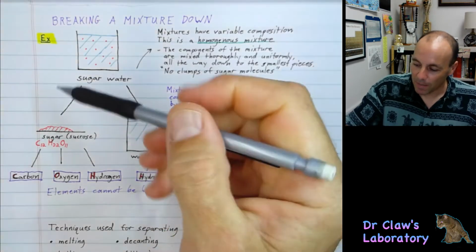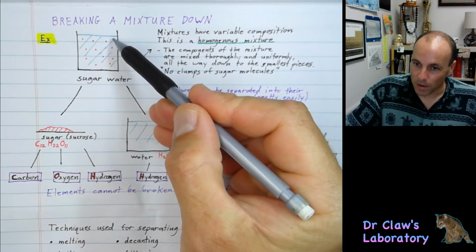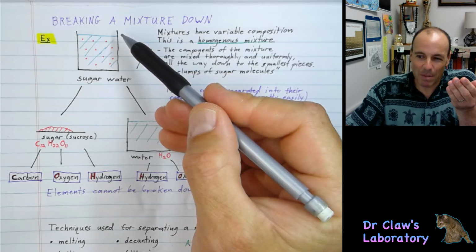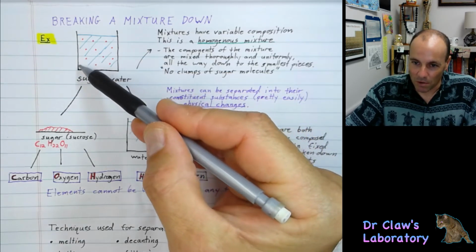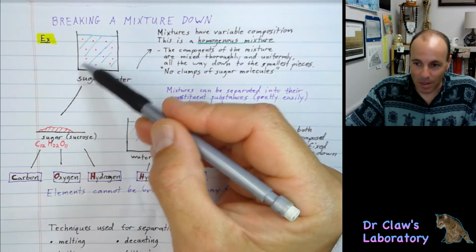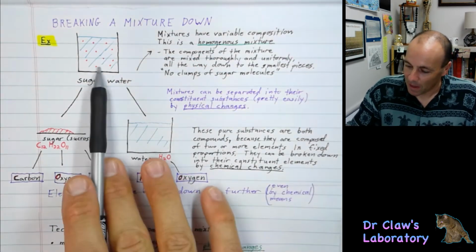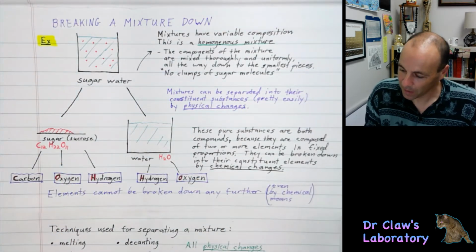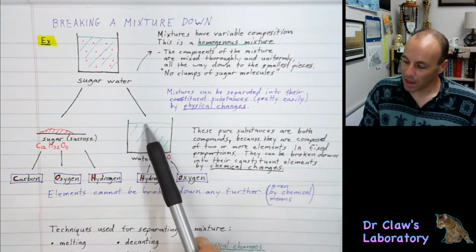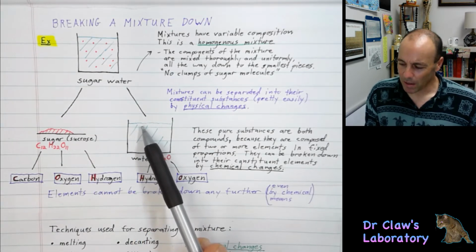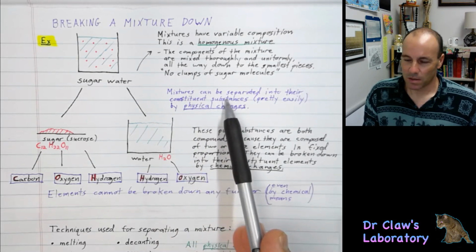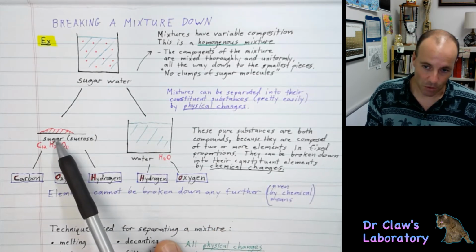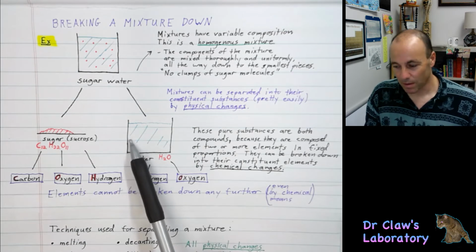And if you were to take a teaspoon of the sugar water up here, it should contain about the same amount of sugar as a little teaspoon of sugar water that you obtain down there. So evenly mixed, all right? There are no clumps of sugar anywhere. Now, mixtures like this can be pretty easily separated into their constituent substances. You can separate sugar and water into the sucrose, sugar, and the water.